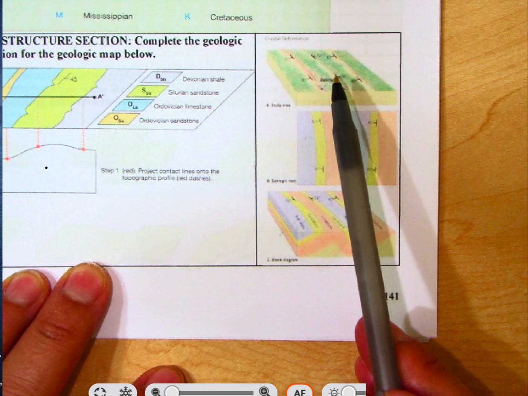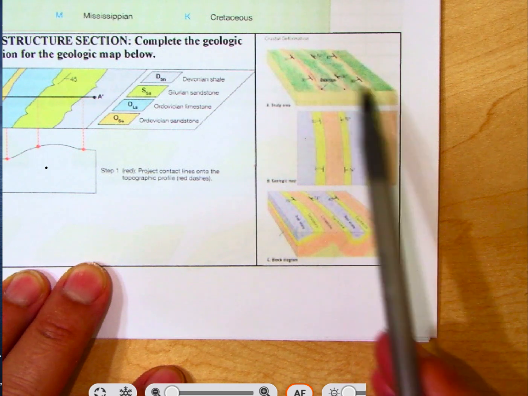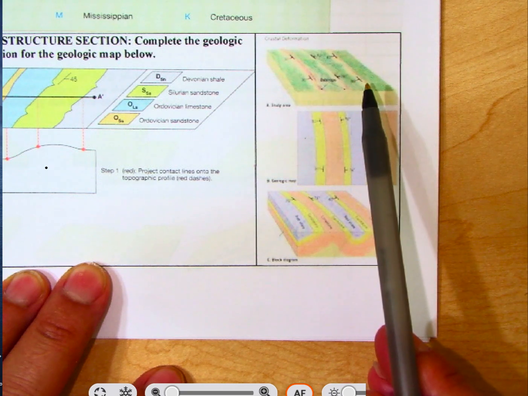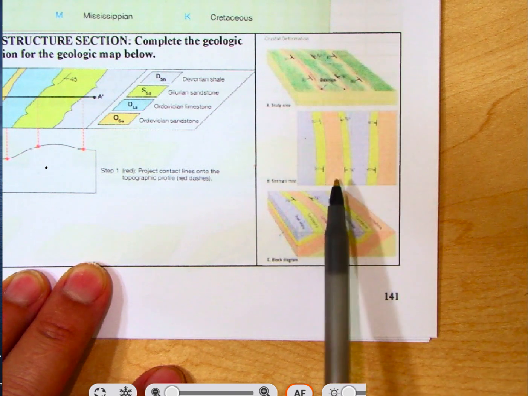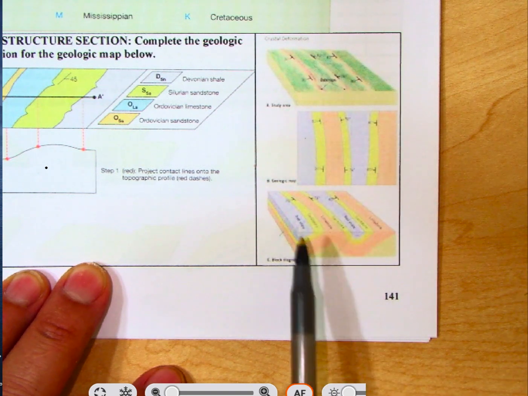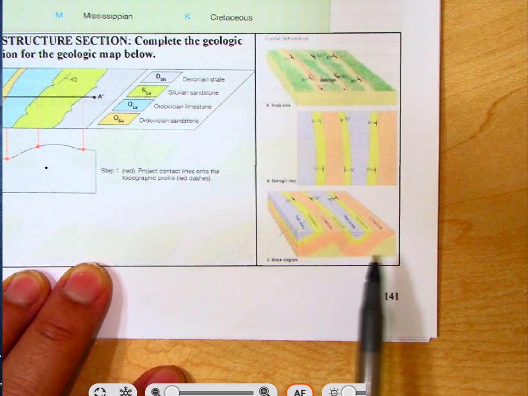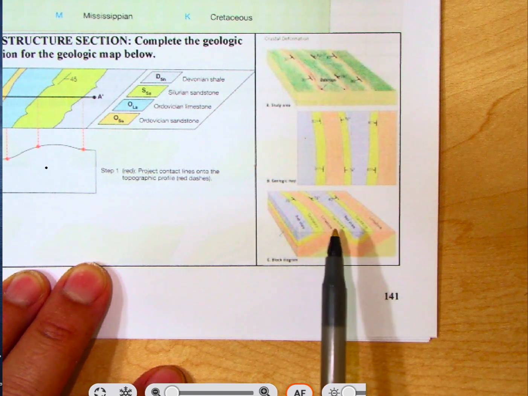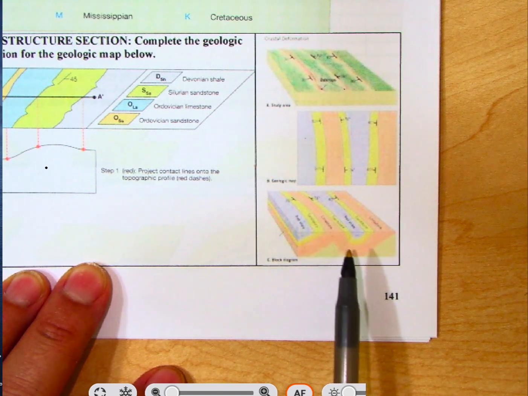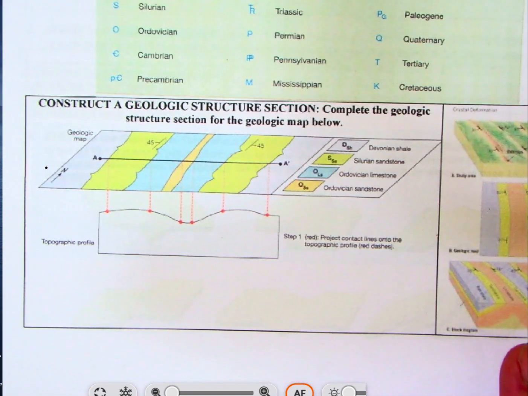This one is also striking north-south, but dipping toward the east. And these strike north-south, dipping back toward the west. You can see the little strike and dip symbols here. As you can see, this is depicting some sort of subsurface geology in the cross section as an anticline and a syncline there.